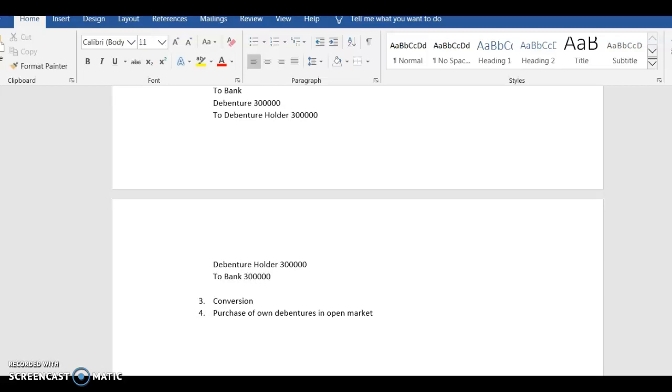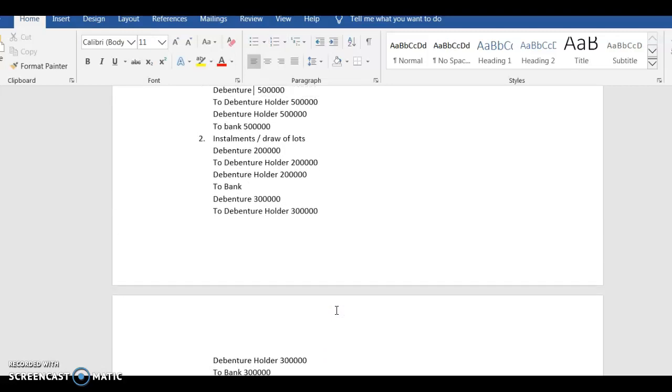Now there is also a possibility that you are converting your debenture into shares, preference shares or equity shares. So let's say, for example, you have 5 lakh worth of debentures which you're going to convert into equity shares. The entry that you're going to do is debenture to equity share. Fine. These are just simple entries that we have discussed.